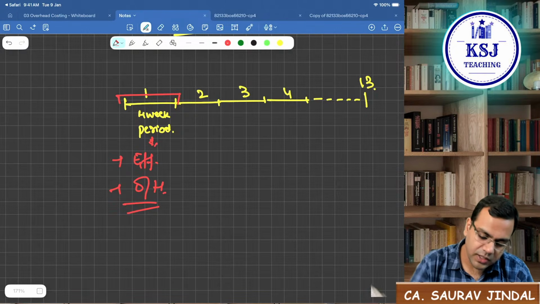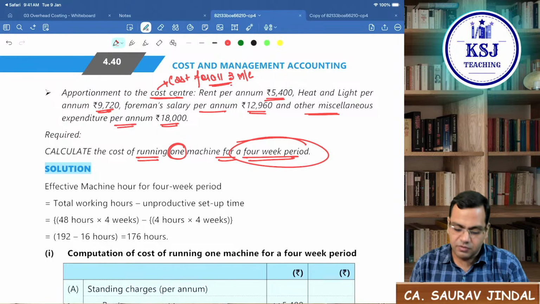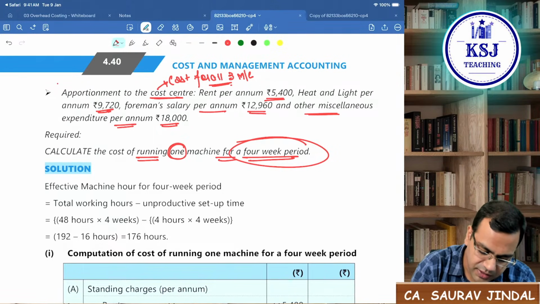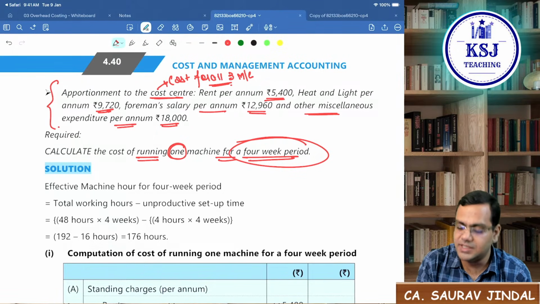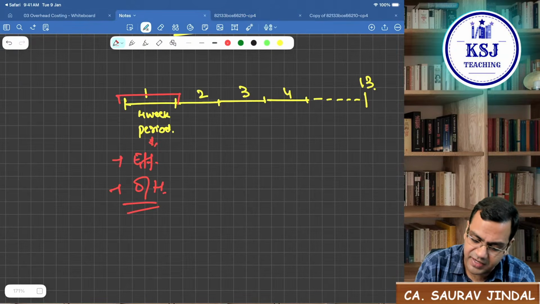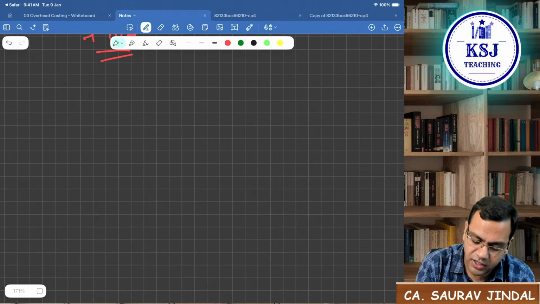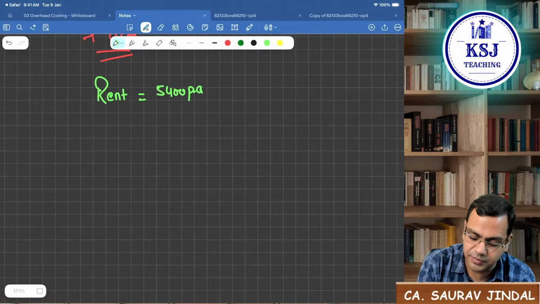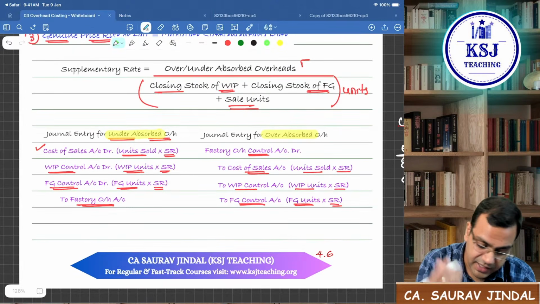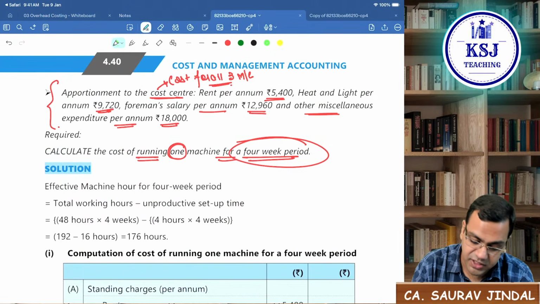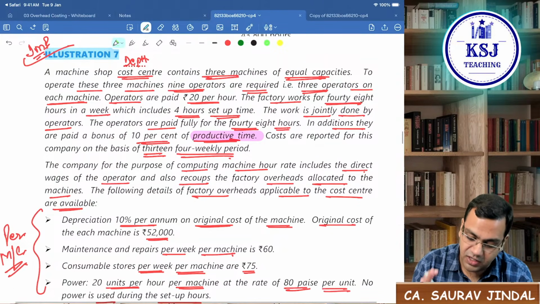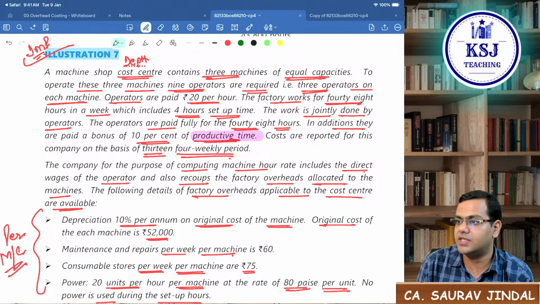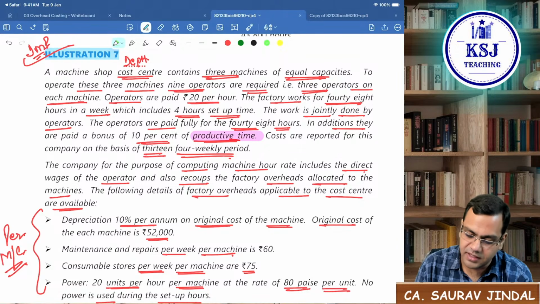Right? Let's see what all cost is given to you. Let's first talk about this cost which is given for all the machines. Rent is there. 5,400 of rent is given. So what will you do with the rent, sir? Rent of 5,400 per annum is given to you. Firstly, forget about that. First you have to do is effective machine hours. How will you calculate the effective machine hours in this particular case?